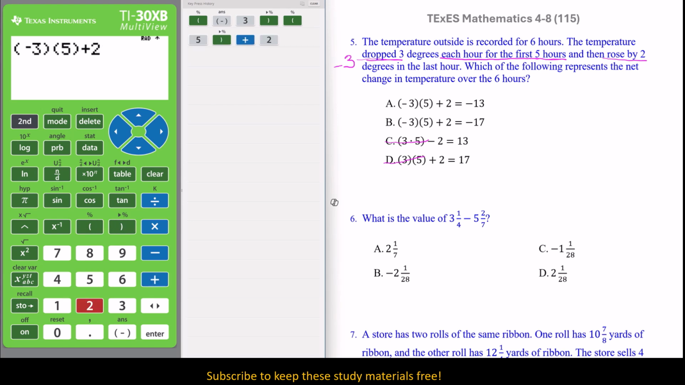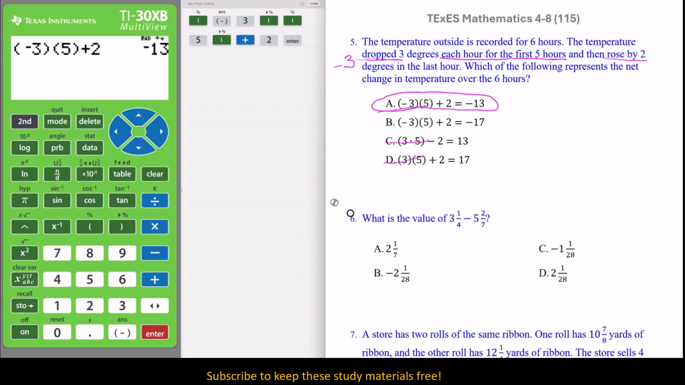Okay, +2. Notice what I've done. Parentheses -3, then parentheses 5, plus the 2, exactly what they did. Push enter. And that is a drop of -13 degrees. So option A is correct.